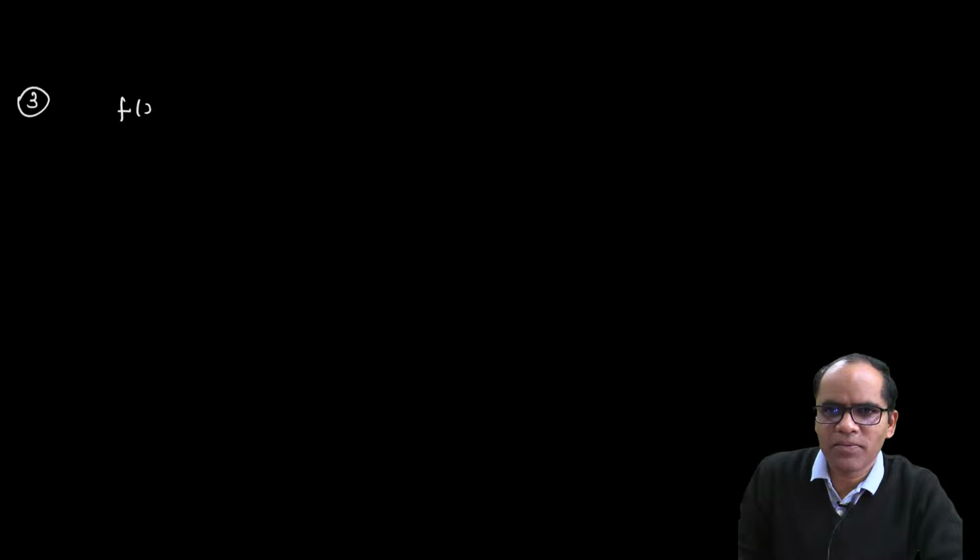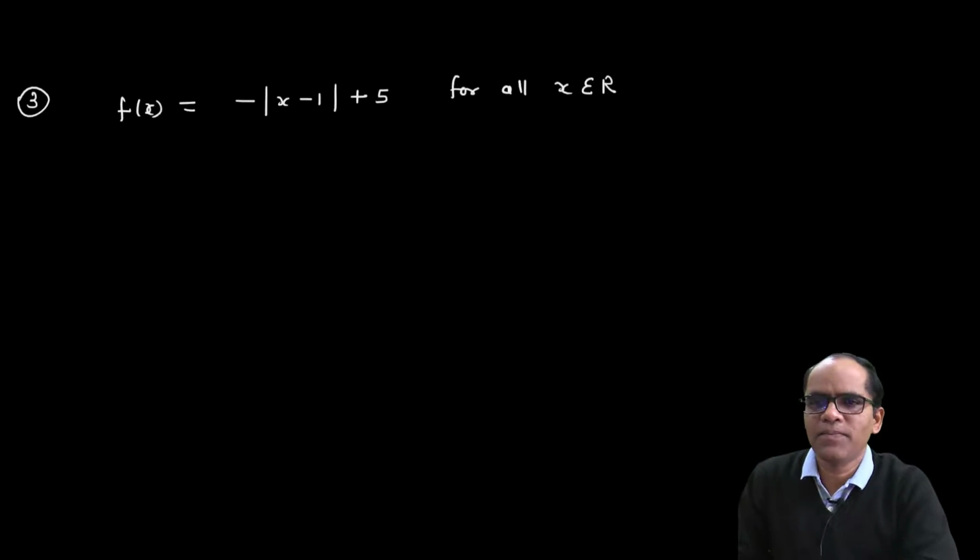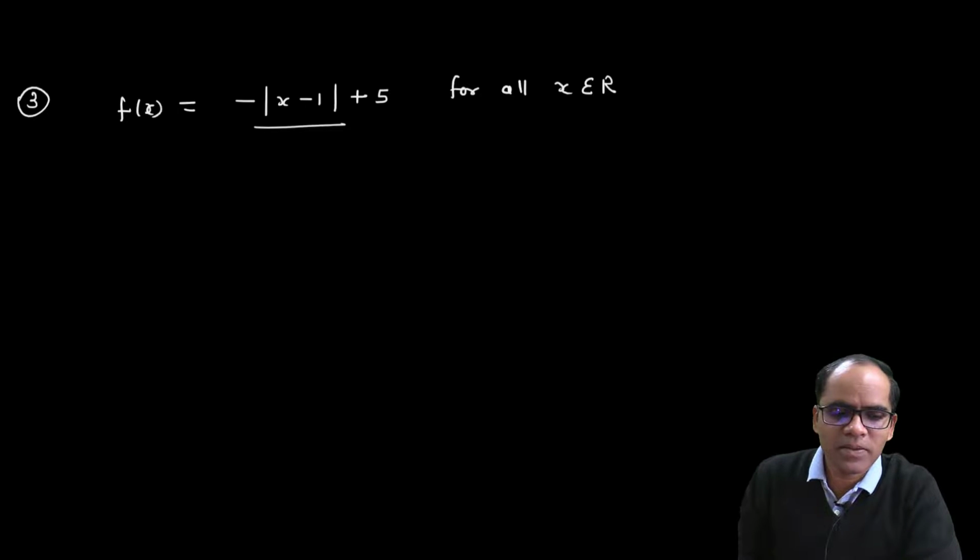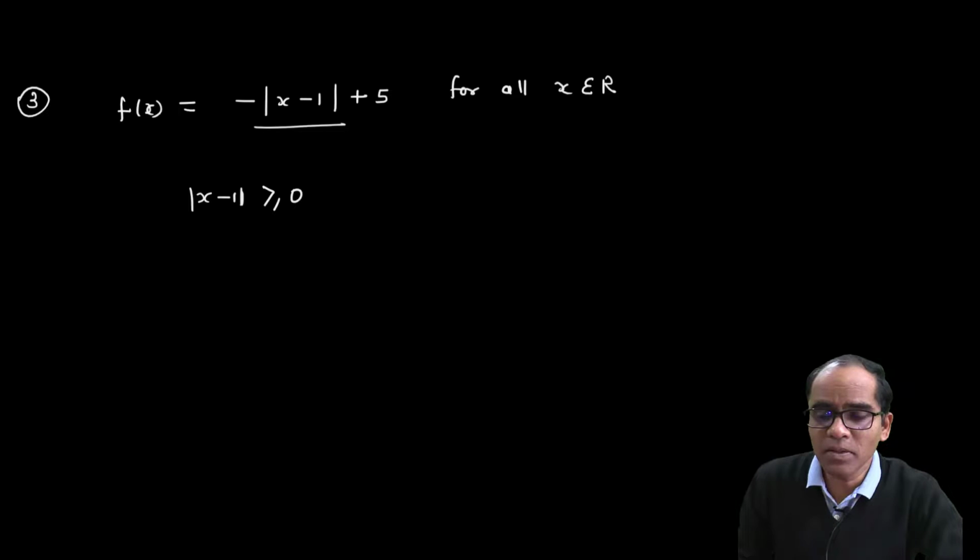Suppose your function is f of x equals minus mod of (x minus 1) plus 5, for all x belongs to real numbers. Okay. So the variable term is x minus 1. As usual, according to our concept, we will take mod of x minus 1 is greater than equal to 0. Okay. So here the mod value is there, and in the function a minus sign is there, so we will multiply by minus here.